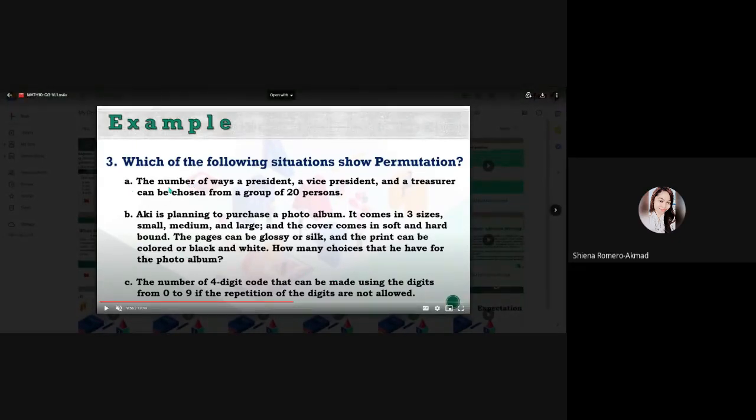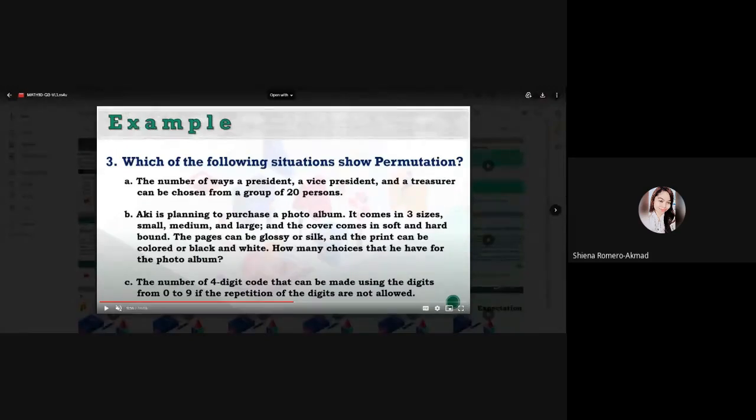Is it A, the number of ways a president, a vice president, and a treasurer can be chosen from a group of 20 persons? Is it B, Aki is planning to purchase a photo album. It comes in 3 sizes: small, medium, and large. The cover comes in soft and hardbound. The pages can be glossy or silk, and the print can be colored or black and white. How many choices does Aki have for the photo album?